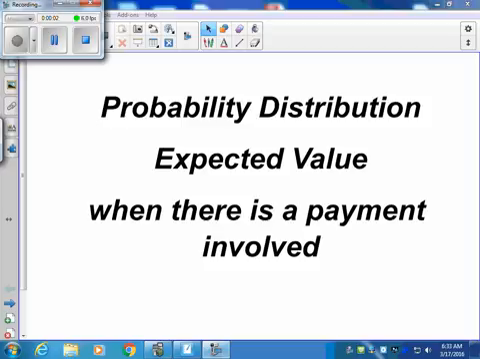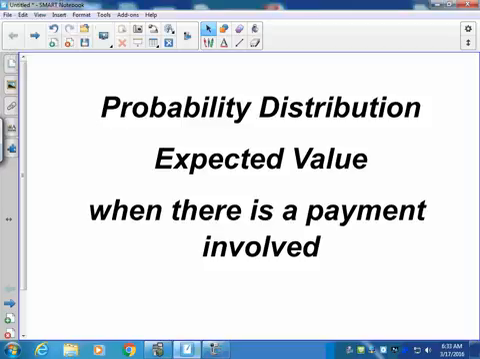Hello and welcome to our quick mini lesson on probability distribution, expected value when there is a payment involved. So this could be a warranty situation, a life insurance situation, a game of chance where there is a payment.